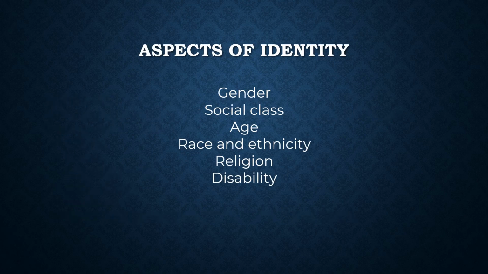There are many aspects of identity. Here are just a few. Your gender, your social class, your age, race or ethnicity, your religion, even if you have a disability or not. Those are all aspects of identity.